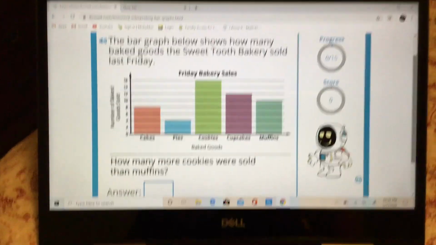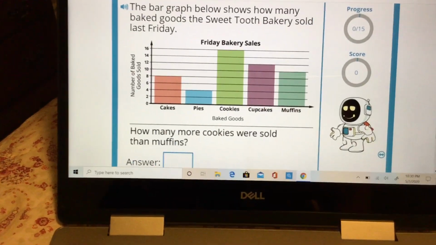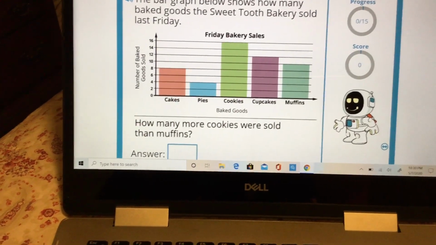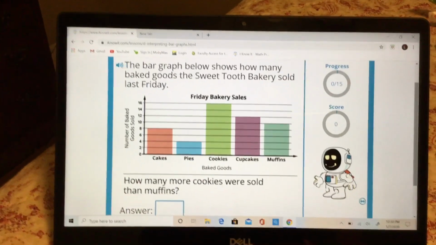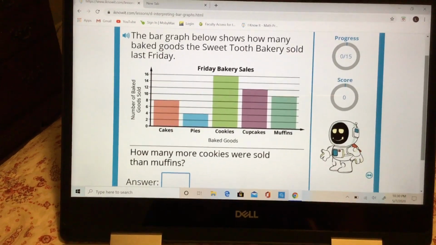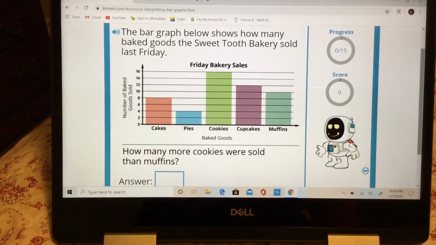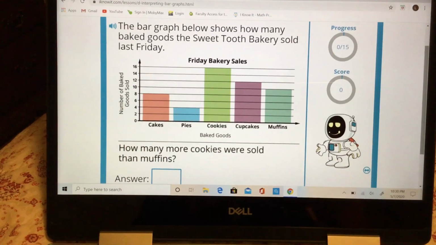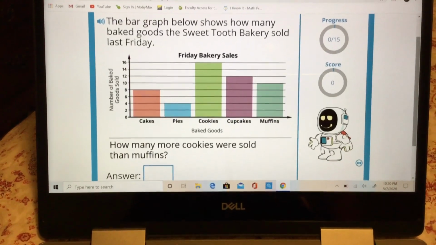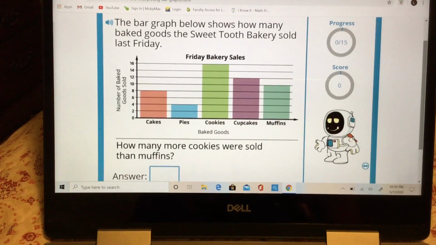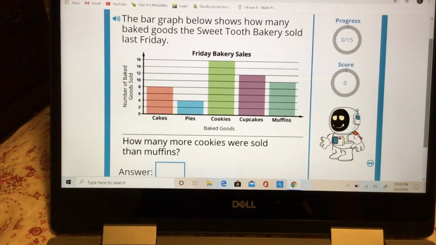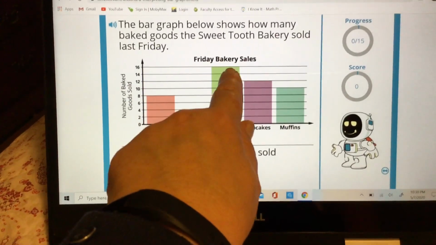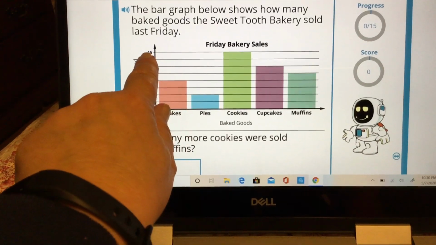Okay, so how many more? Bing, bing, bing. I even underlined that word phrase for you yesterday, I believe. So how many more cookies were sold than muffins? Now, I'm going to do this first one for you, or we're going to do it together. So I'm taking a look at what two items? Well, they're only asking for cookies and muffins. So I'm looking at cookies right here, and I can see that that's at 16.